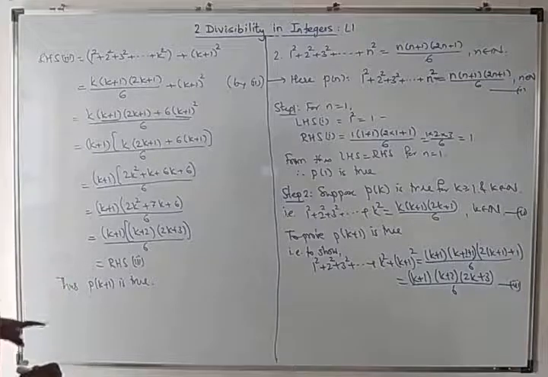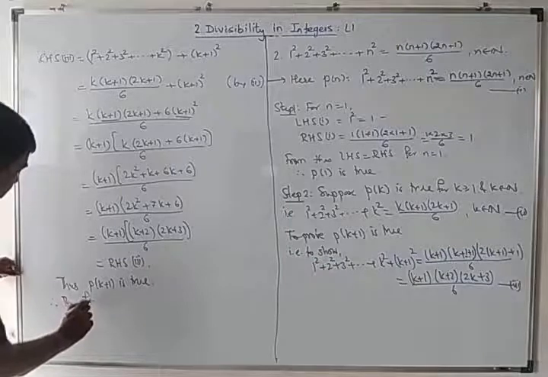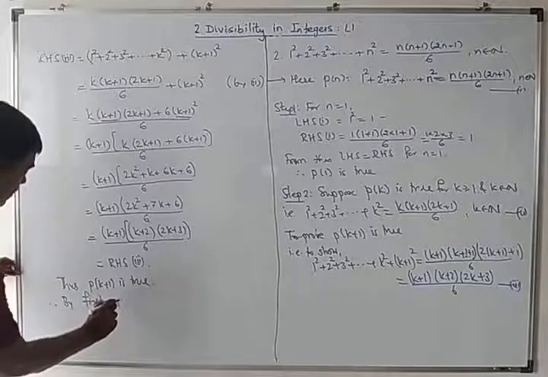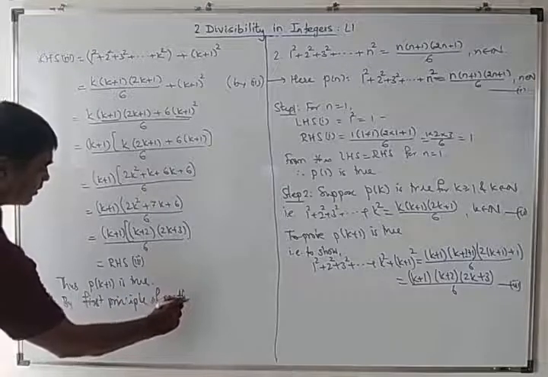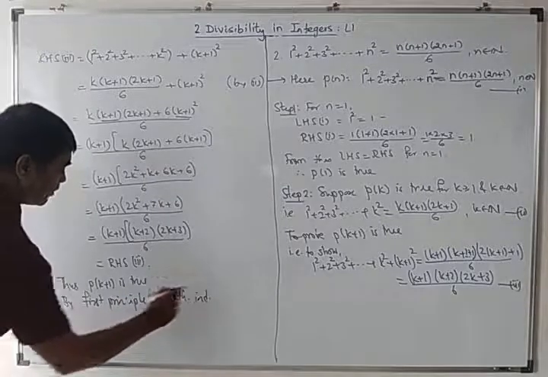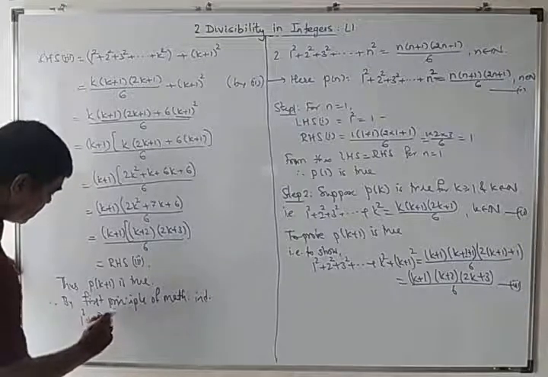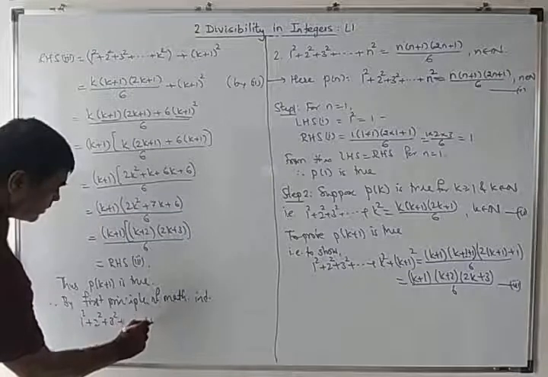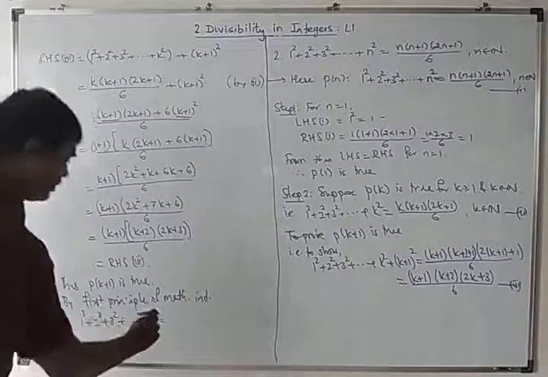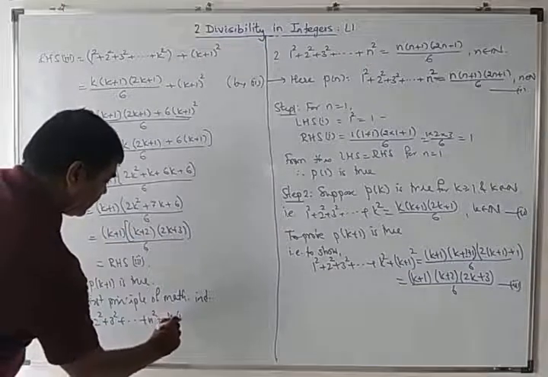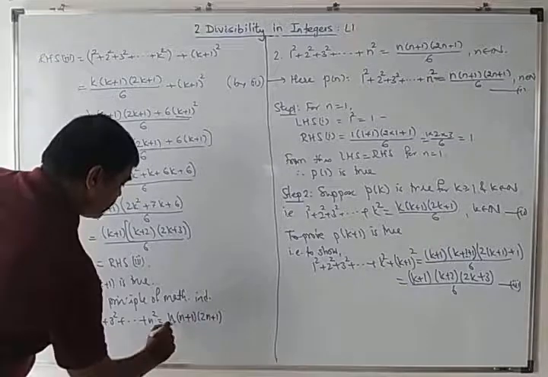And always write the last step. Therefore, by the first principle of mathematical induction, 1 square plus 2 square plus dot dot up to n square, the sum of squares of first n natural numbers, is equal to n into n plus 1 into 2n plus 1 upon 6.